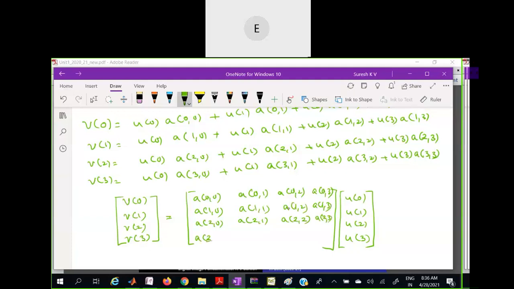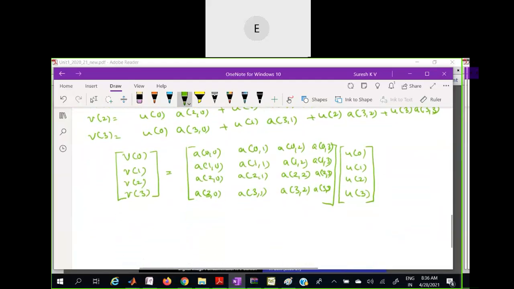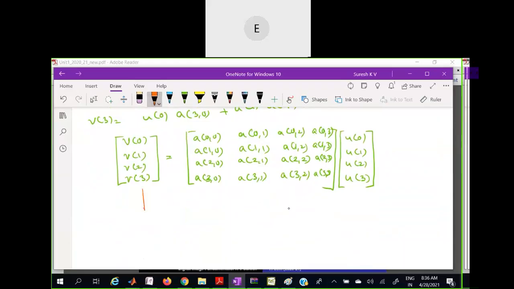Lastly, a of 3 0, 3 1, 3 2, 3 3. So what did we do? We are just trying to represent this forward transform equation using matrix multiplication. So this is a column vector, let me write it as V, and this is a matrix, let me just write it as A, and this is again a column vector, let me write it as U. So this is how I can write it.